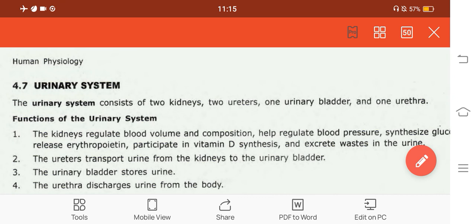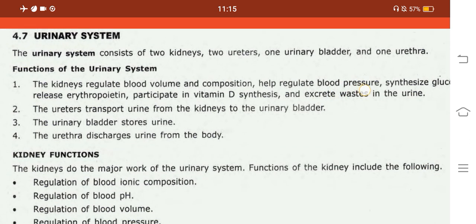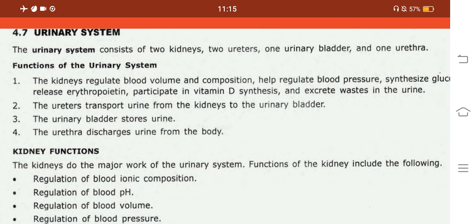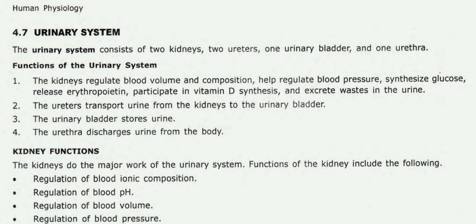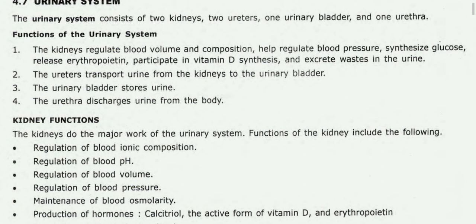So in this video we are going to learn about the urinary system. The urinary system consists of two kidneys, two ureters, one urinary bladder and one urethra. So, functions of the urinary system: the kidneys regulate blood volume and composition, help regulate blood pressure, synthesize glucose, release erythropoietin, participate in vitamin D synthesis and excrete wastes in the urine.